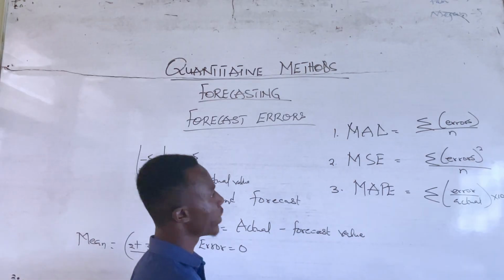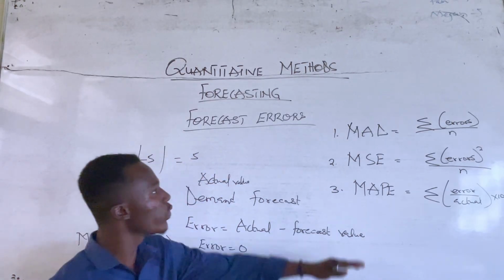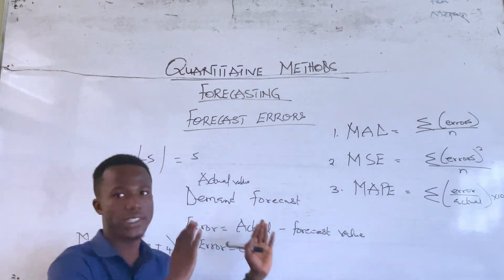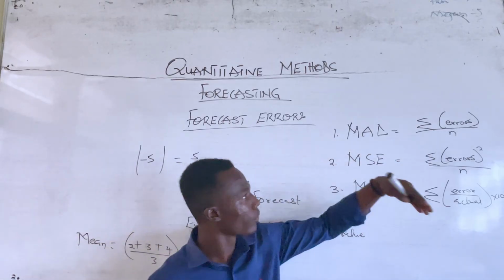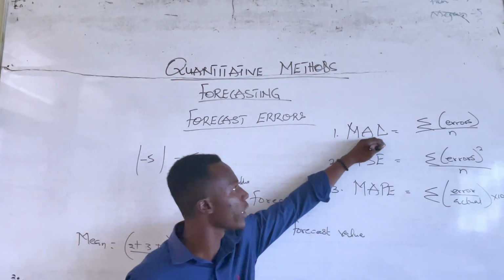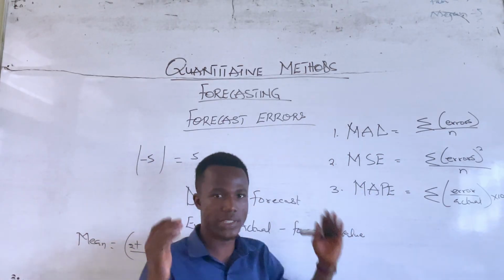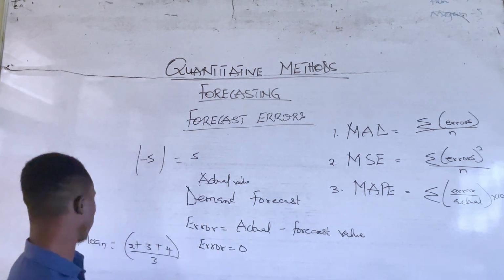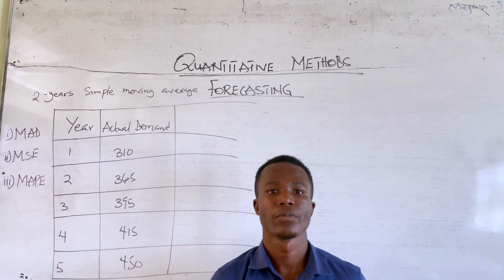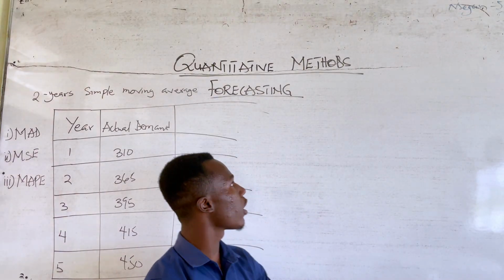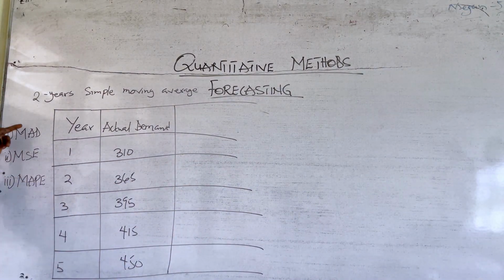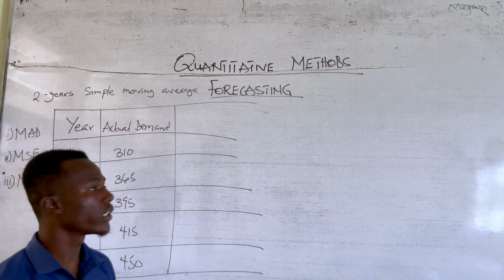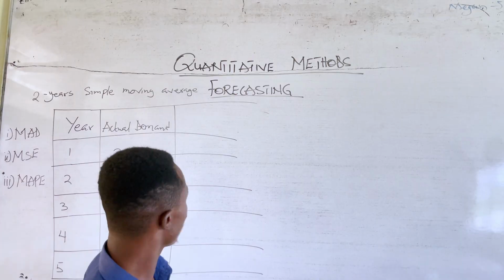So we are going to take a question, one table, then we look at these three components on the same table, because in an examination you solve this one, then you solve this one on the same table using the same figures or values. So let's look at how to solve a question under mean absolute deviation, mean squared error, and mean absolute percentage error. Then we are done.